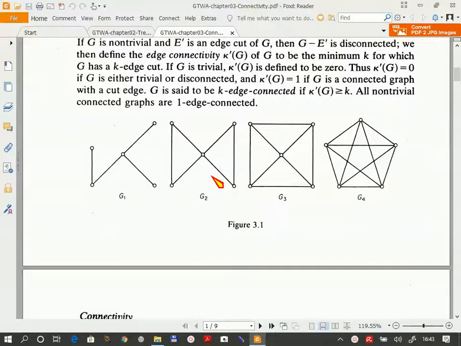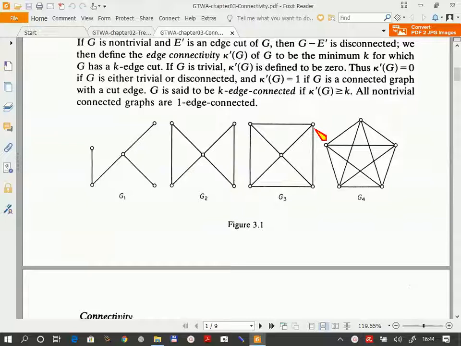So you see that the number of vertices and the number of edges that you need to delete for disconnecting the graph may be different. Here what happens? Here deleting a single vertex is not enough. Deleting three edges is enough for disconnecting the graph, meaning at least for leaving this vertex as an isolated one, okay?